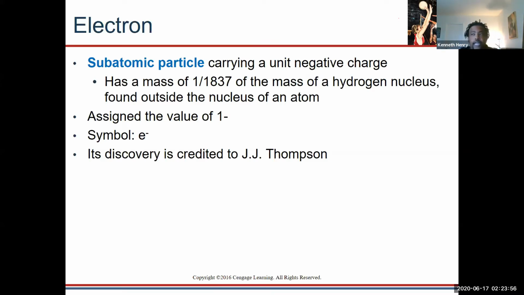Okay, so I told you that it has a negative charge, so it has a -1 value. The symbol that we use is e-, and its discovery was credited to J.J. Thomson. Okay.